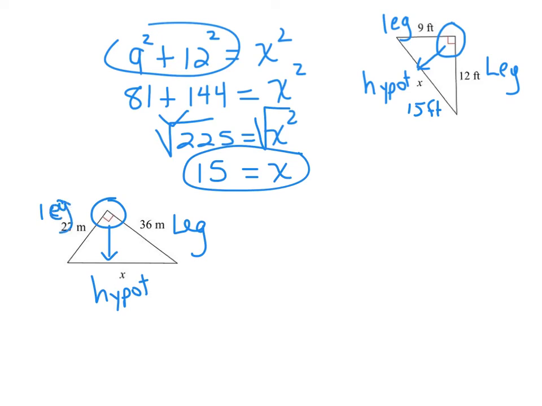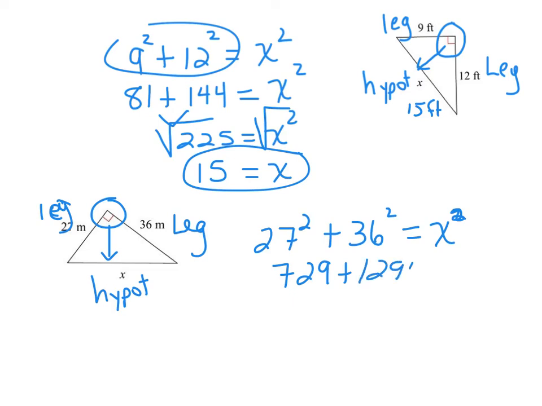And I can't write very well. Leg squared plus leg squared equals hypotenuse squared. So 27 squared plus 36 squared. These numbers are a little bit bigger, but there's no shame in using a calculator. So 27 times 27, that's 729. And then 36 times 36, that's going to give us 1,296. And then we add to that the 729.